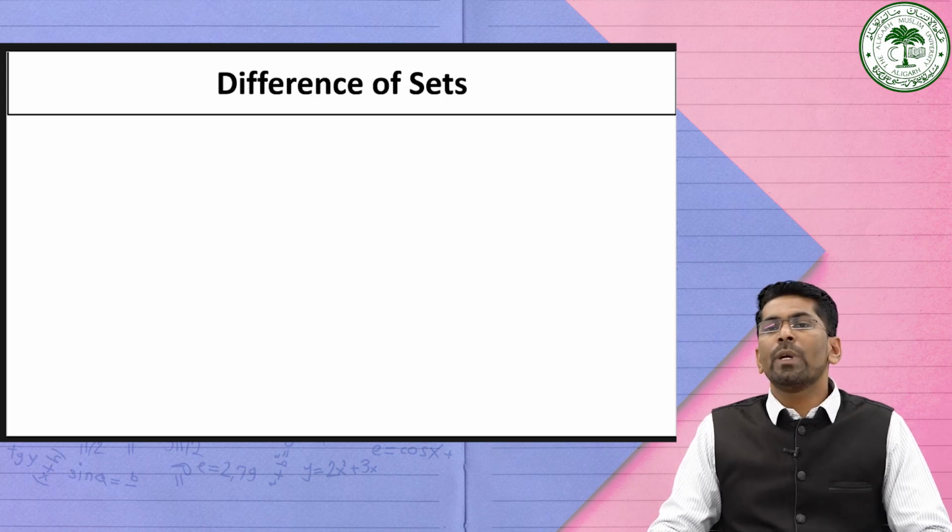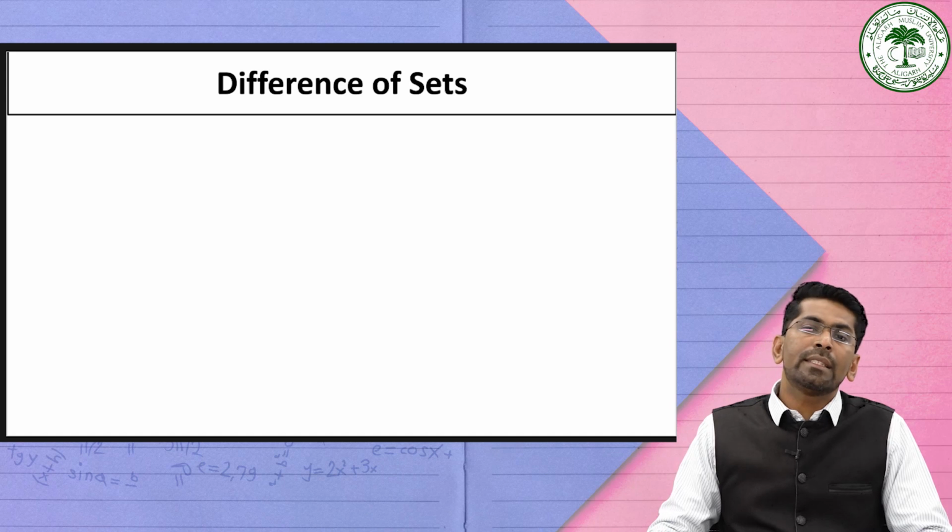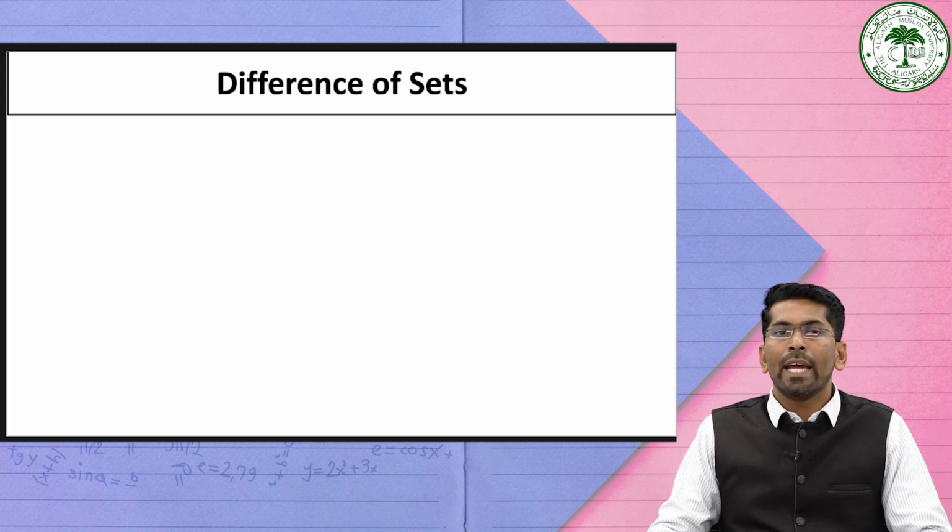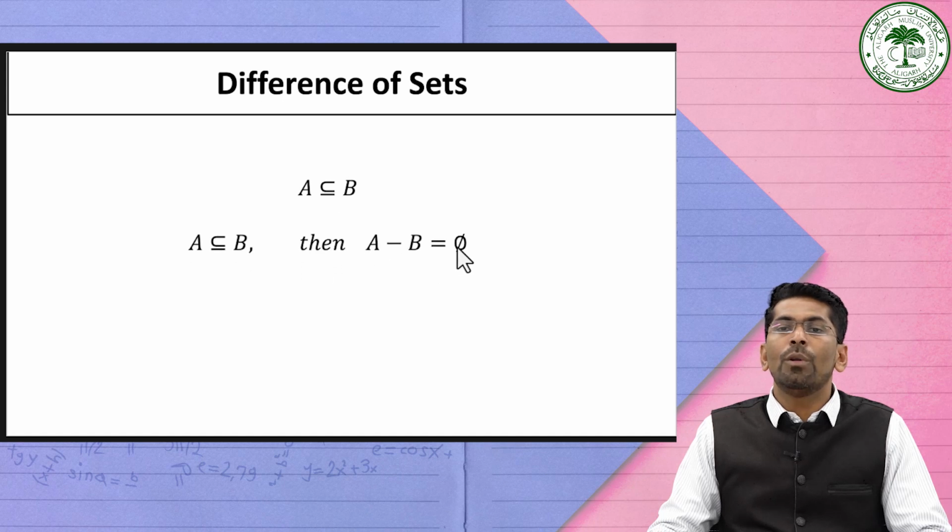The third most important point you should keep in mind is that if A is a subset of B, then A minus B is the empty set. That means if A is a subset of B, then the set difference A minus B is equal to phi. So when A is a subset of B, then A minus B is equal to phi.